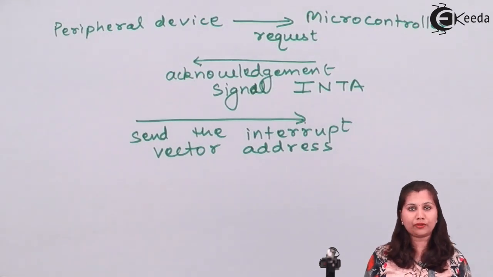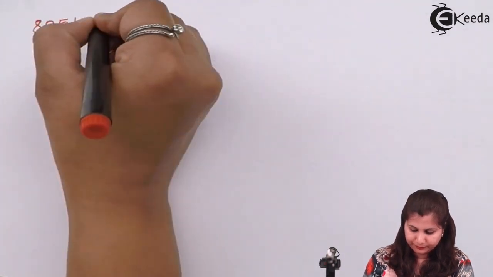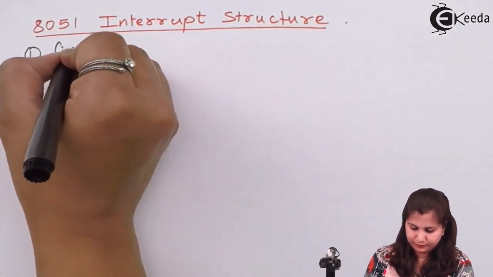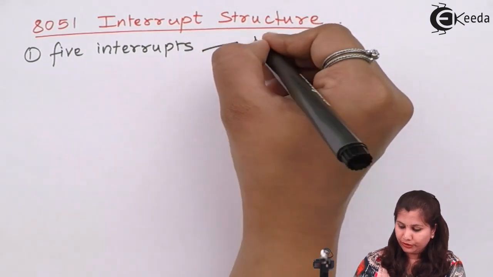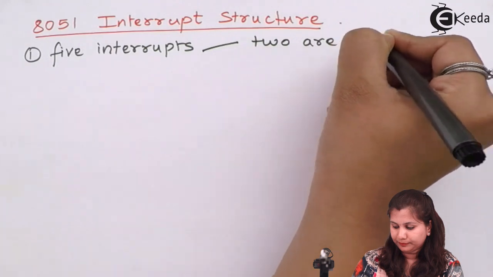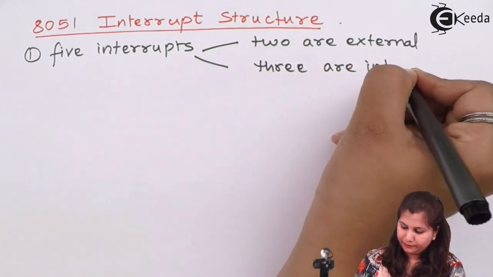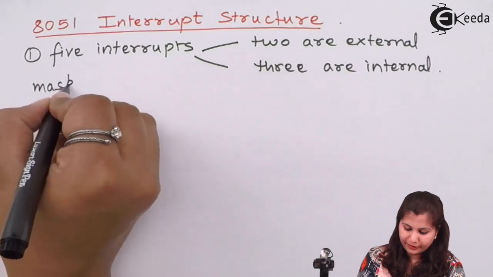Now let's study the types of interrupts of 8051, that is, how many interrupts are available in the 8051 microcontroller. In 8051 we have 5 interrupts. Some of these interrupts are external interrupts and some of them are internal interrupts. So out of these 5 interrupts, 2 are external and 3 are internal interrupts. Okay, and all these 5 interrupts are maskable and vectored.